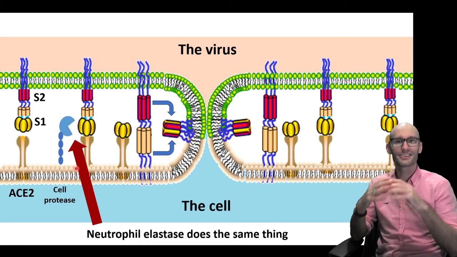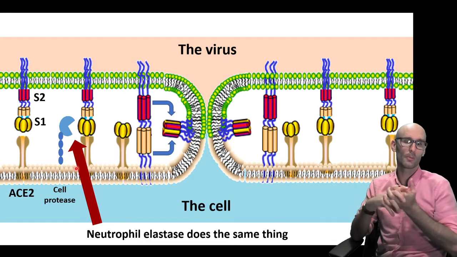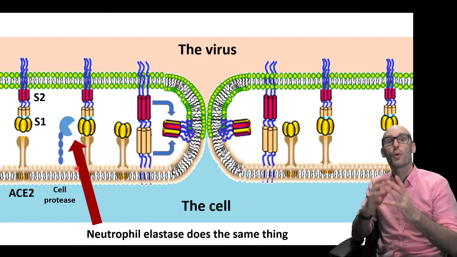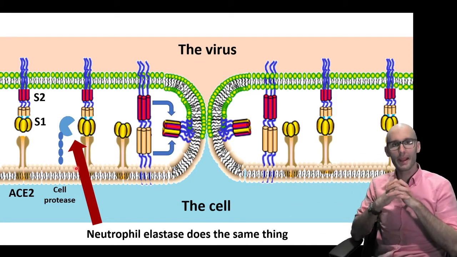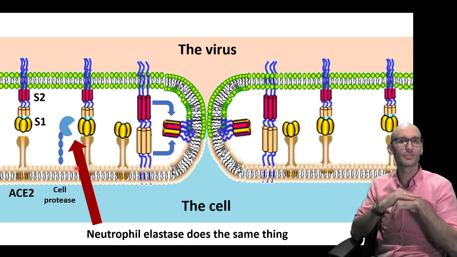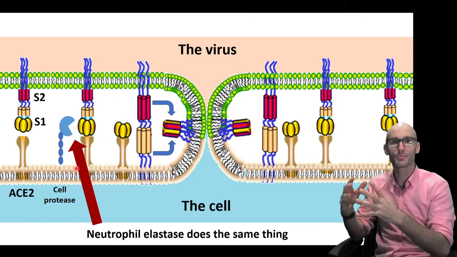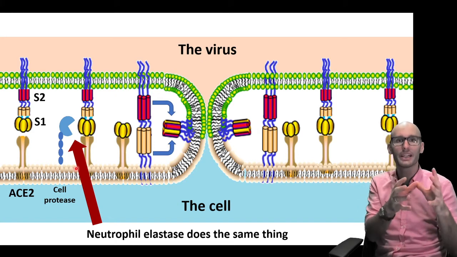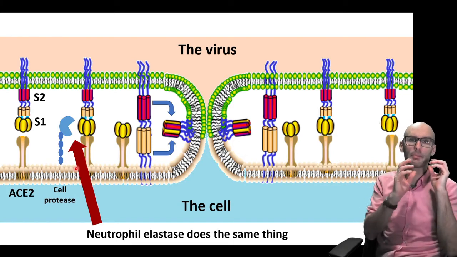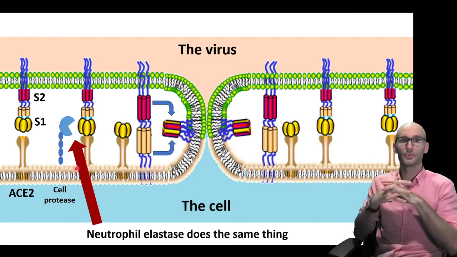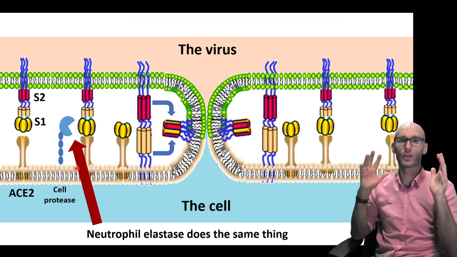Neutrophil elastase digests host proteins, so your proteins, and myeloperoxidase produces bleach, which kills host cells as well as the virus. So you can imagine that as your neutrophilic response increases in your lungs, you're going to have more proteases digesting all the proteins, and you're going to be producing reactive oxygen species and bleach, which are going to be destroying your host cells. So inflammation can get rid of viruses, but it also kills a lot of your own tissue.